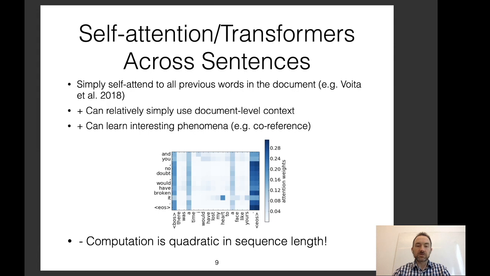However, a major issue with these models is that computation of these attention matrices is quadratic in the sequence length. So if we have a really long document of 10,000 words or something like this, then that would result in a 10,000 by 10,000, or 100 million size attention matrix, and calculating that would be very ponderous.